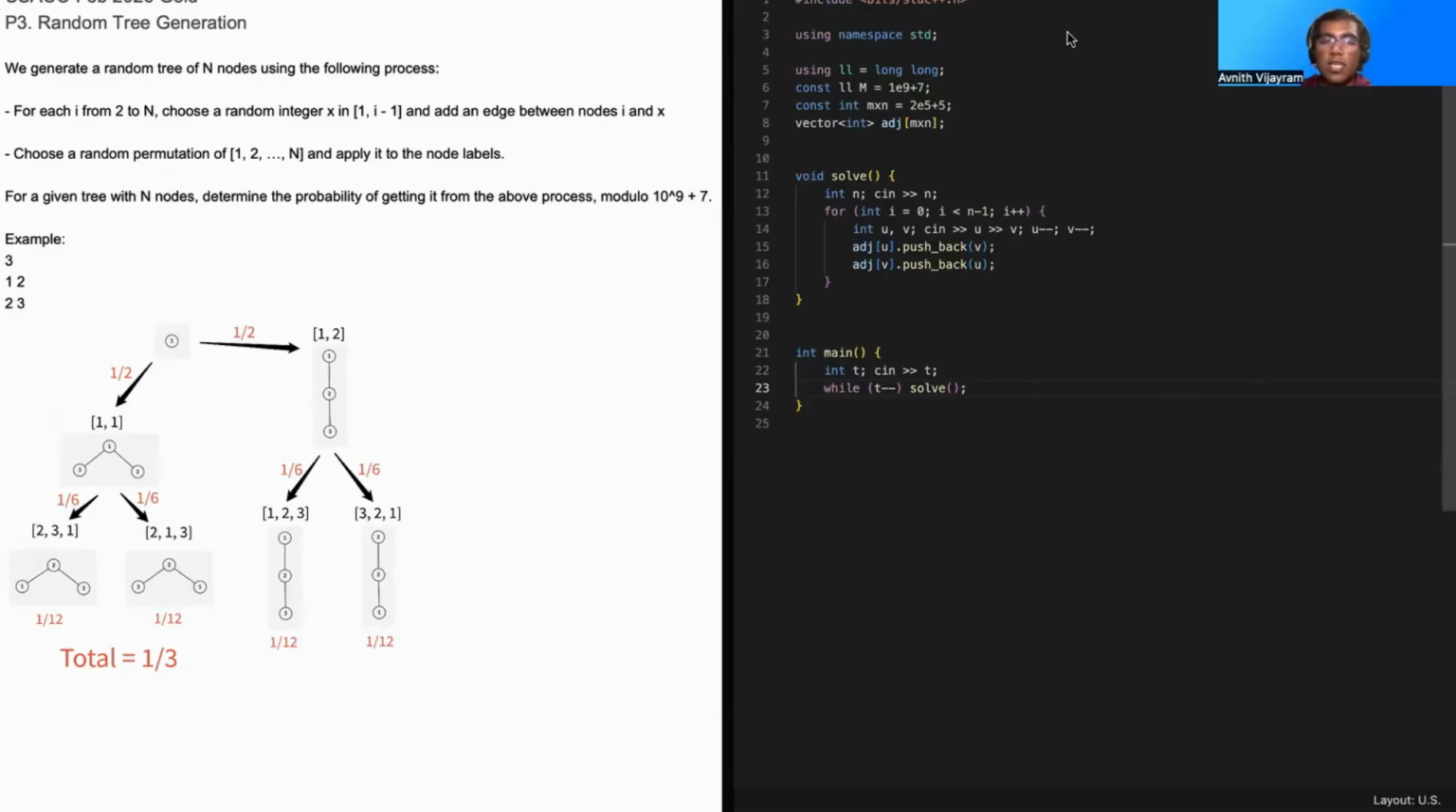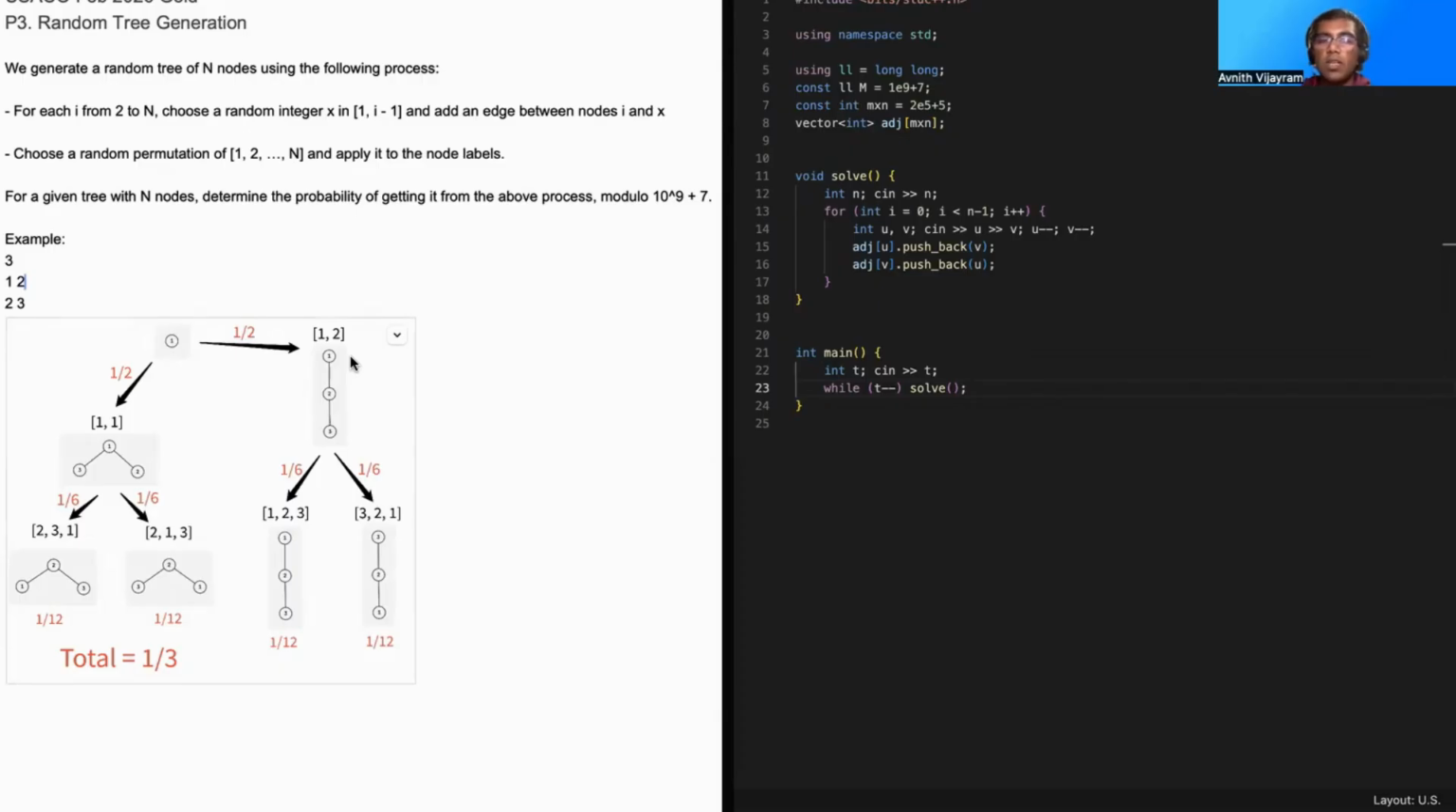We can walk through one of the examples given in the input, which is a tree with edges between node 1 and node 2, and node 2 and node 3. We can simulate all possible trees we can generate from the above process. In the first step, for each i from 2 to n, we choose a random integer from 1 to i minus 1. For node 2, that integer has to be 1, because i minus 1 is 1. But for node 3, we have a choice between node 1 and node 2. So there are two choices with equal probability: either we have the graph on the left or the graph on the right, each with probability 1/2.